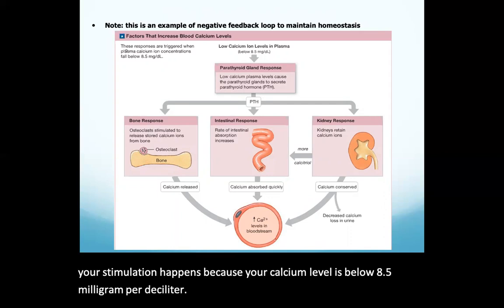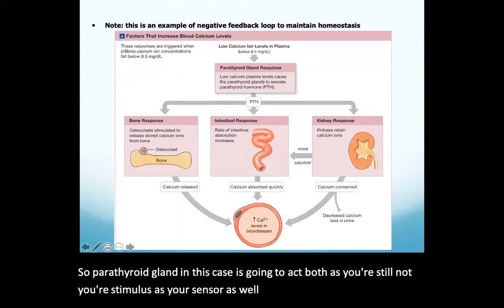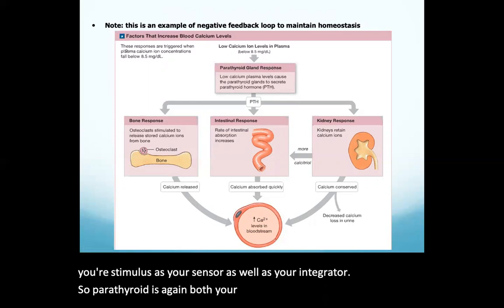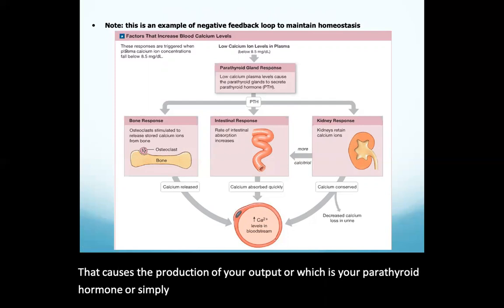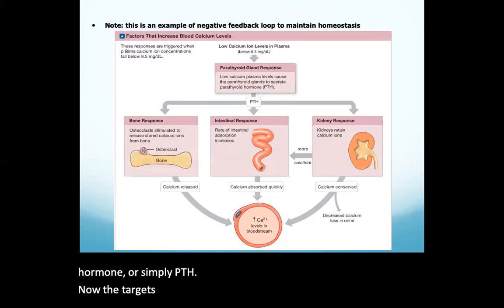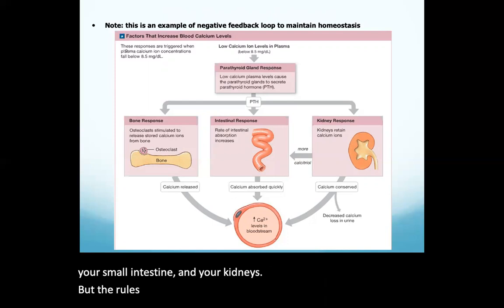The parathyroid gland in this case is going to act as your sensor as well as your integrator. That causes the production of your output, which is your parathyroid hormone, or simply PTH. Now, the targets for PTH are the same as for calcitonin: your bone, your small intestine, and your kidneys. But the roles are reversed in this case.